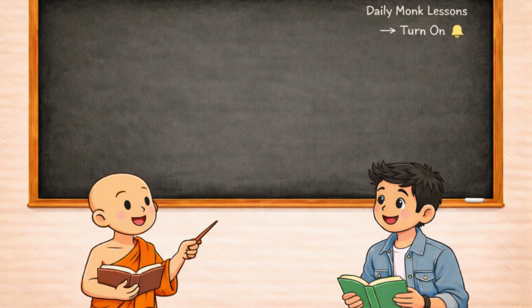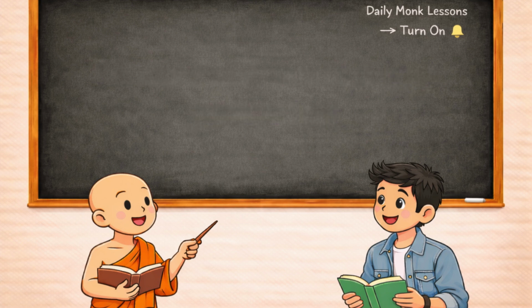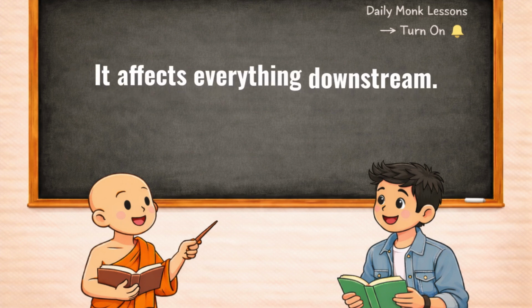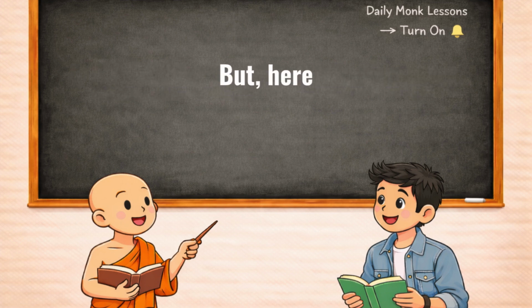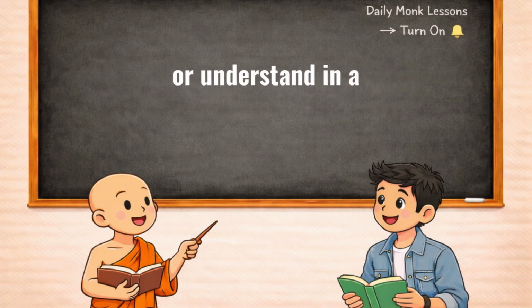Now pause. Imports must be paid in dollars. So when the trade gap widens, demand for dollars rises. And when demand for dollars rises, pressure builds on the rupee. You have already seen what rupee pressure does. It increases the import cost. It increases the inflation pressure. It affects the fuel. It affects transport. It affects everything downstream.